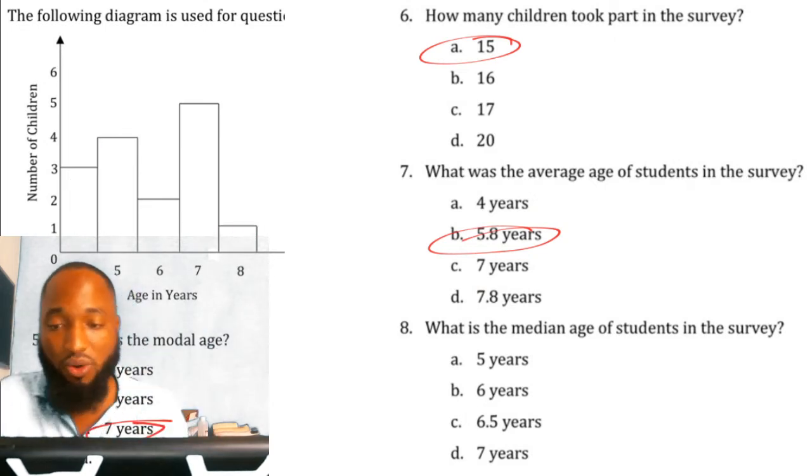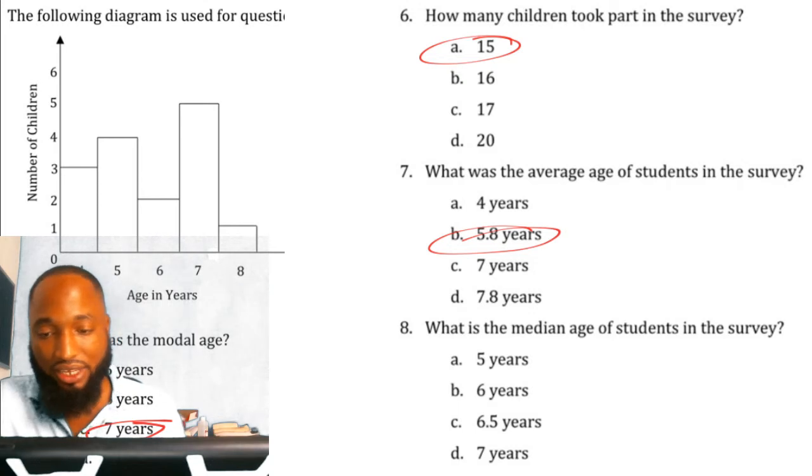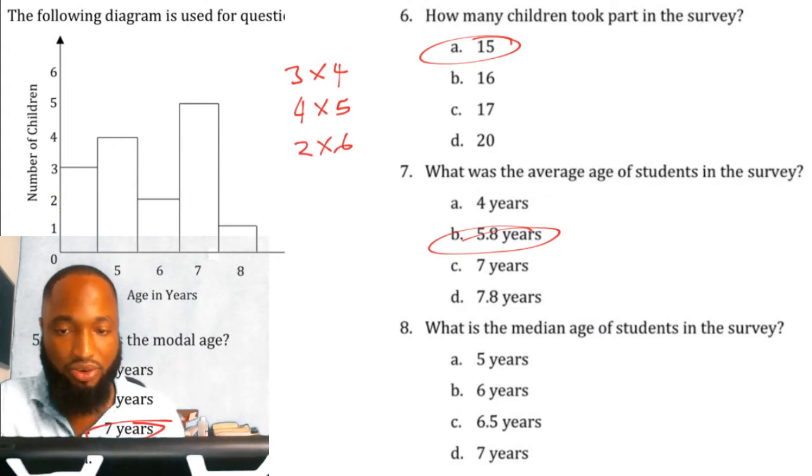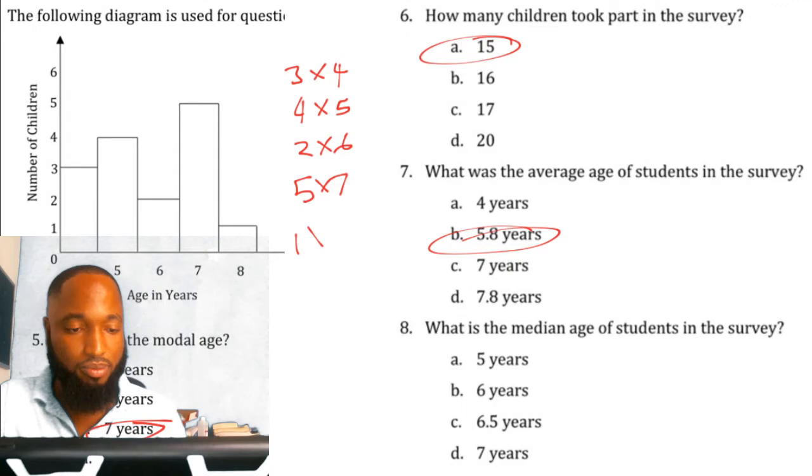But the actual way to find it out is 3 by 4. You have 3 of the 4s. You have 4 of the 5s, 4 by 5. You have 2 of the 6s, 2 by 6. You understand what I'm doing? 5 of the 7s you have, 5 by 7. And then you have 1 of the 8s, 1 by 8.